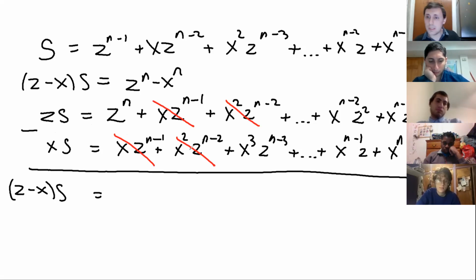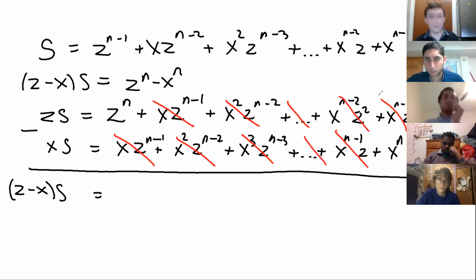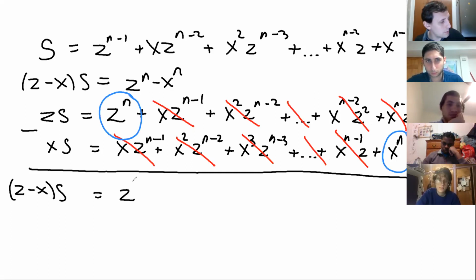Third is canceled with second, right, and so on. This would be canceled with something in here, right? This will be canceled with something in here. This is canceled with something in here. What survives? You understand what happens, guys, right? It's just on a diagonal. Each term here above is canceled by the prior term of the addition on the line below. I hope you understand what I'm saying. So what survives is this and this. So we get, just as we wished, z to the n minus x to the n.